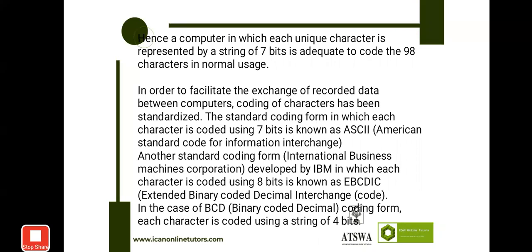So we have another coding form, developed by International Business Machines Corporation, IBM, in which each character is coded using 8 bits. It's known as EBCDIC, that is Extended Binary Coded Decimal Interchange Code. So in the case of BCD, that's Binary Coded Decimal, each character is coded using a string of 4 bits. So that means it could be 0000 or 1111, but it doesn't go above 4 bits.